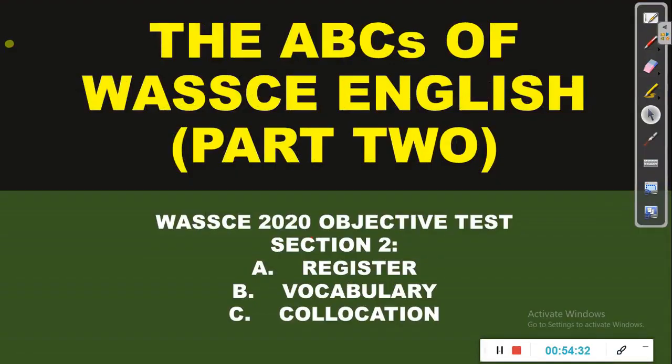So we have looked at the ABCs of WASC English Part 2, and we have actually looked at West African Senior School Certificate Examination 2020 Objective Test Questions, Section 2, and we examined and solved these questions, illustrating them and explaining the correct answers in the light of these grammatical concepts: register, vocabulary, and collocation. I hope you learned a lot from today's video.